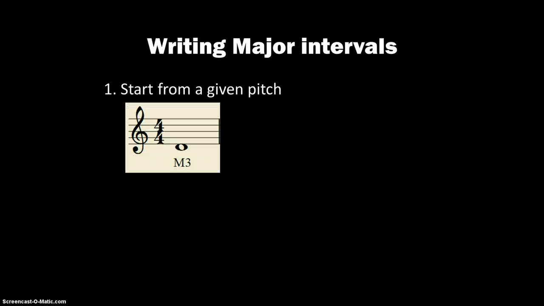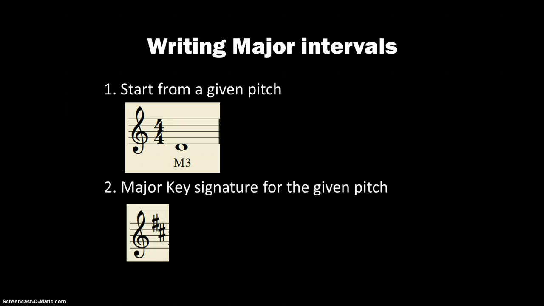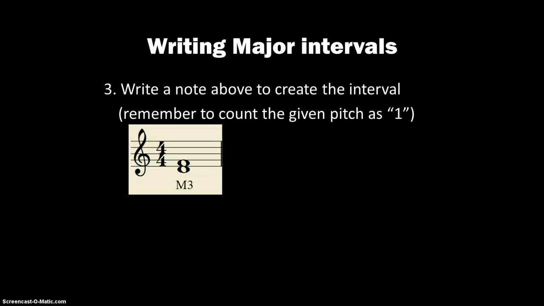Let's take an example. Here we have the pitch D, and it's asking for a major third above D. So the first thing we want to do is get in the mindset of D. If you'll notice, there is no key signature here, so that implies it's either C major or just something without a key signature, but we're going to be having the mindset of two sharps, F and C. So the next thing we're going to do is write a major third or a third above the D. And remember, always count that first pitch as one.